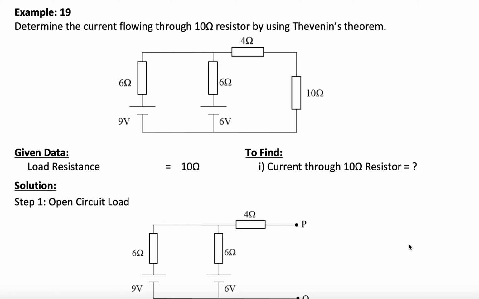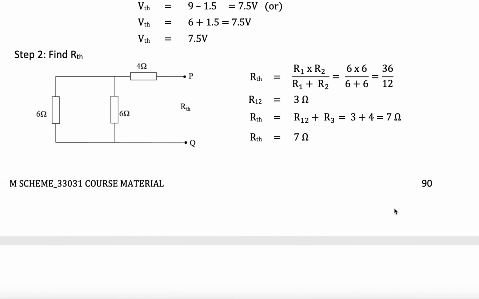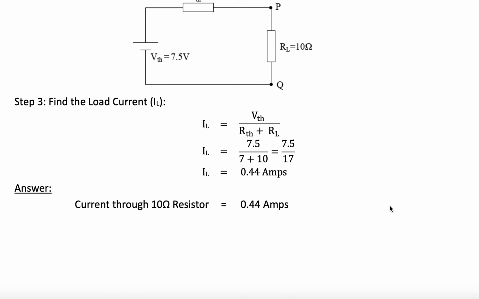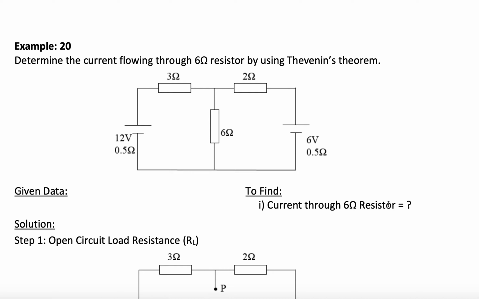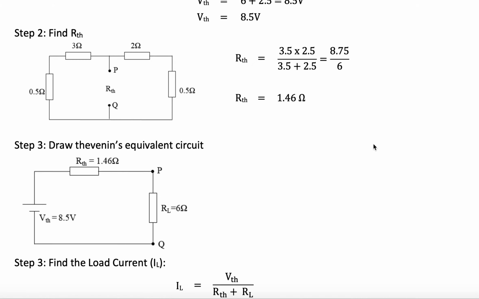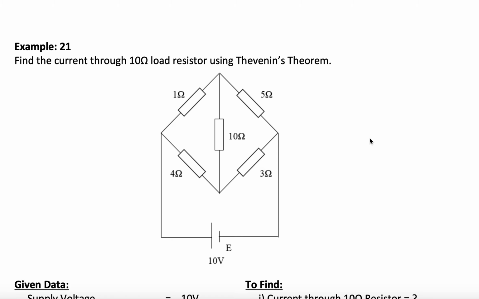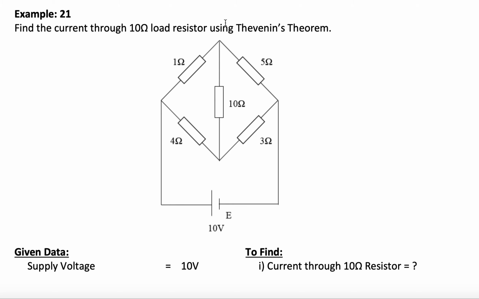Okay, determine the current flowing through the 10 ohm resistor using Thevenin's theorem. You can follow a similar method. Follow that. Okay, not a big deal. The 6 ohm resistor using Thevenin's theorem is also not a big deal. We can solve problems of that sort in our exercise problems. But the 10 ohm load resistor is quite interesting to find. So let's find the current flow through the 10 ohm resistor using Thevenin's theorem.